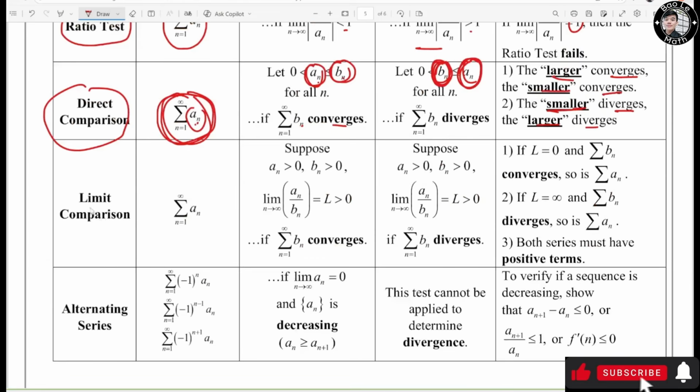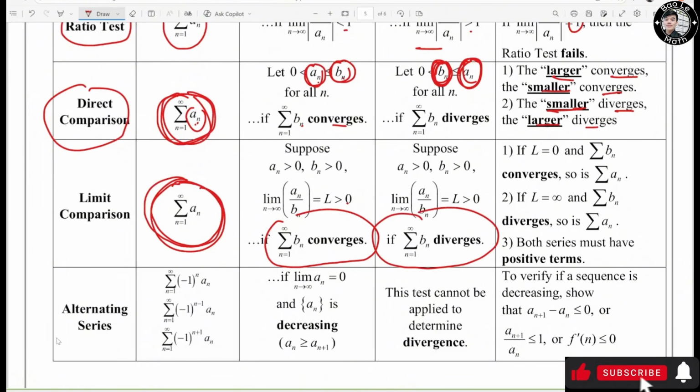Now, we're going to move on to the limit comparison test. The formula is given by this one, right? Suppose you have two positive series, a sub n and b sub n. If the limit of a sub n over b sub n as n approaches infinity equals a number greater than 0, then the series on top converges if the bottom converges, and the series on top diverges if the bottom diverges. Alright, so keep that in mind.